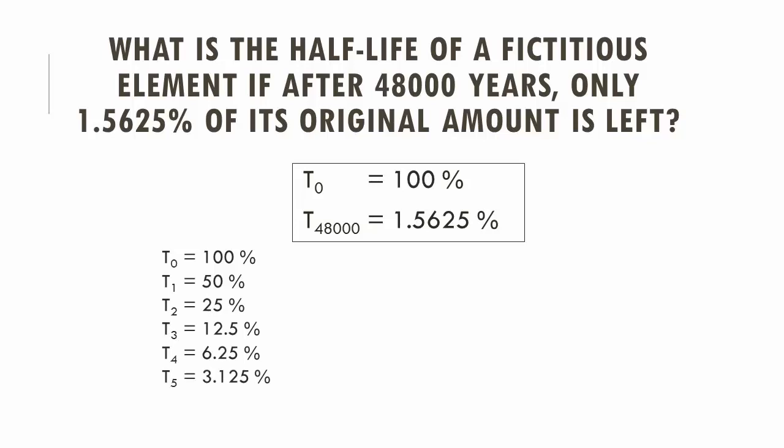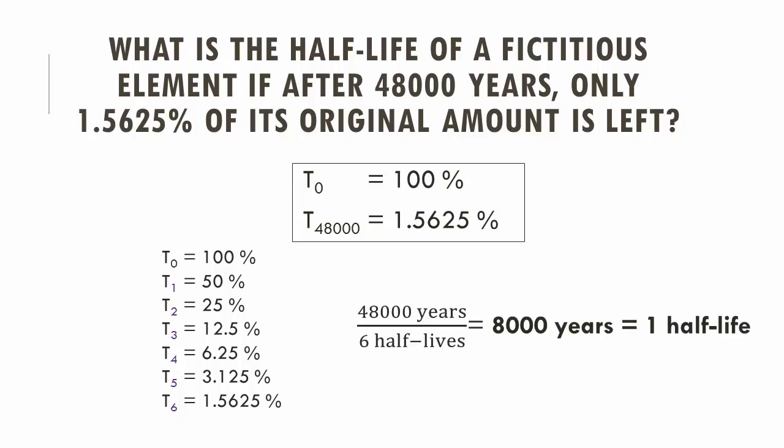To find the value of one half-life, we need to divide the total amount of time that has gone by, 48,000 years, by the number of half-lives, 6, which gives us an answer of 8,000 years.